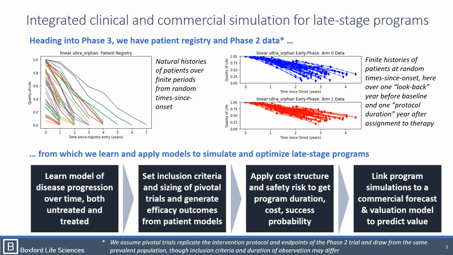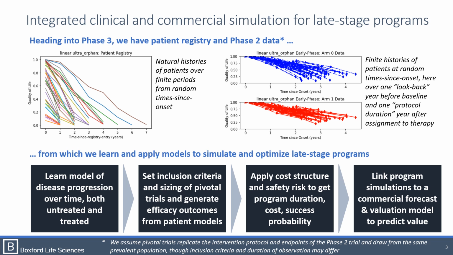The basic context for what we're going to consider is the following. We're heading into phase 3 for a drug that we've just completed a successful phase 2 program that demonstrated proof of concept with clear, strong efficacy data. We assume going ahead in phase 3 that we're going to be using the same intervention protocol and endpoints and dosing as we did in phase 2, or at least one of the arms of phase 2. But we have the opportunity to change inclusion criteria, change the size of the number of patients, and the duration of time over which we observe them.